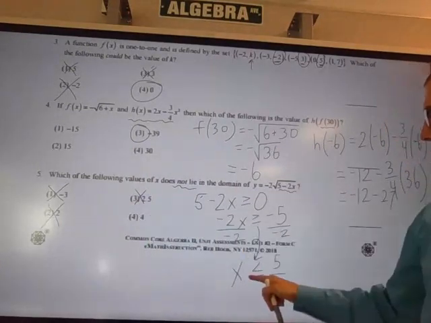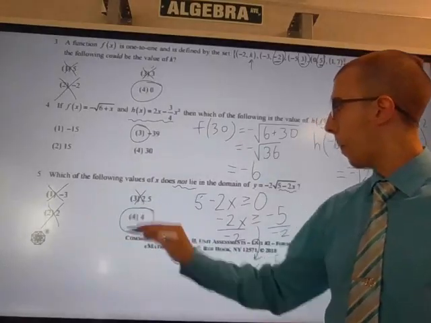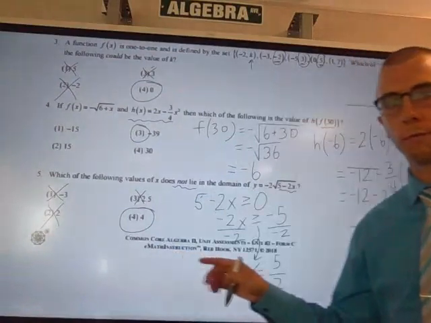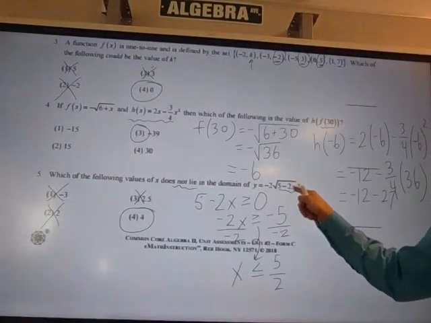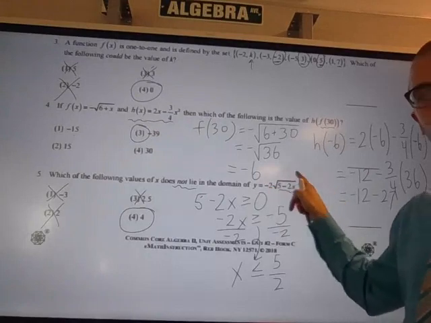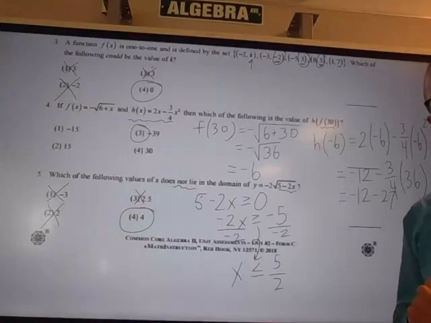Last one, 4. Is 4 less than or equal to 5 over 2? No, it's not. So 4 is not in the domain. If we plugged 4 in here, we would get a negative value under here, which makes this function undefined. So 4, not in the domain.